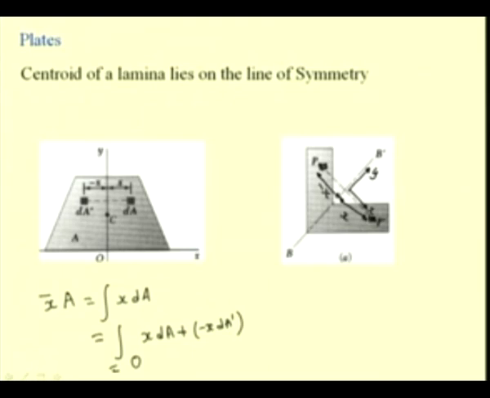So, if we sum up the first moment of these differential elements, they sum to 0 and we find that the coordinate x bar has to be 0, that means it has to lie along this line. So, this is valid for any shape which is having an axis of symmetry.